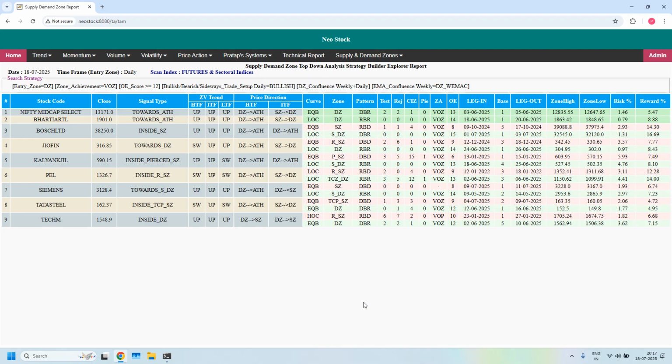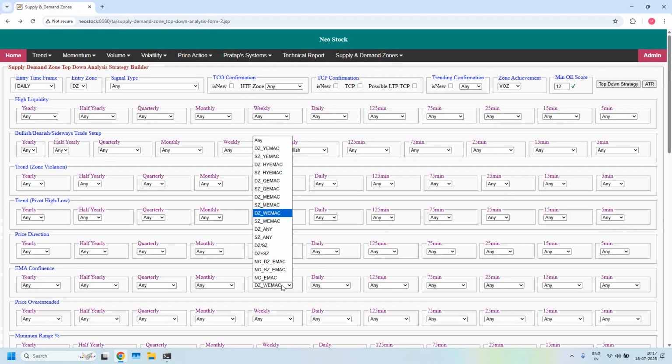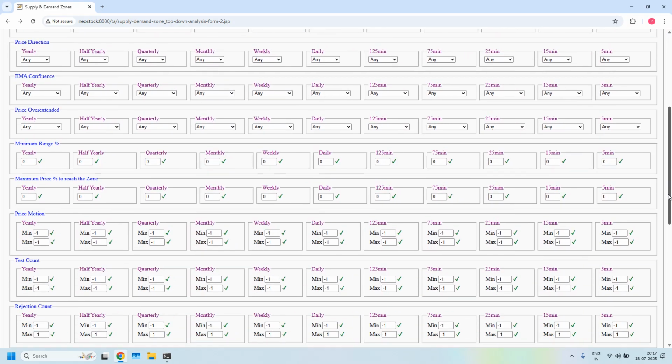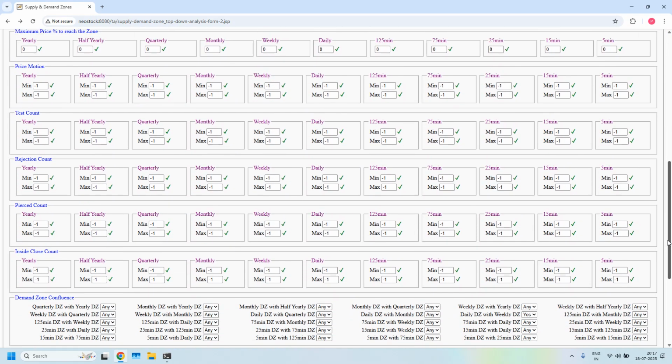Next, let us further filter this list based on LTF, ITF, HTF demand zone confluence. After that, HTF EMA confluence. I am removing the ITF EMA confluence filter. Demand zone confluence, 3 filters we have to set. First one is already enabled, daily and weekly. Next, daily and monthly demand zone confluence, weekly and monthly demand zone confluence.